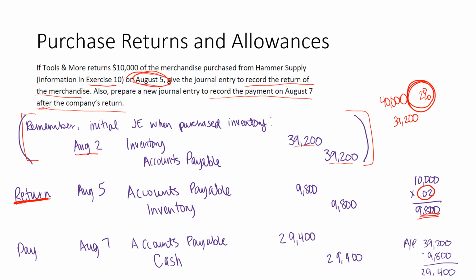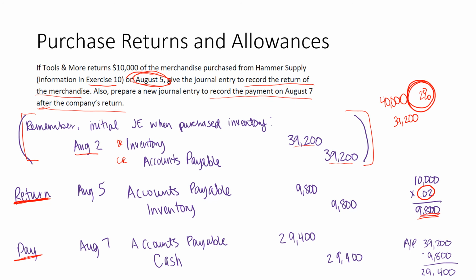If anything is returned, you basically just flip-flop the accounts from when it was purchased. When it was purchased, you debited inventory and credited accounts payable. If you return it, then you're doing the opposite there, so you will debit accounts payable and credit inventory. And then finally, the last part is to record the payment on August 7th after the company's return. Paying the invoice would just be a debit to accounts payable and a credit to cash.